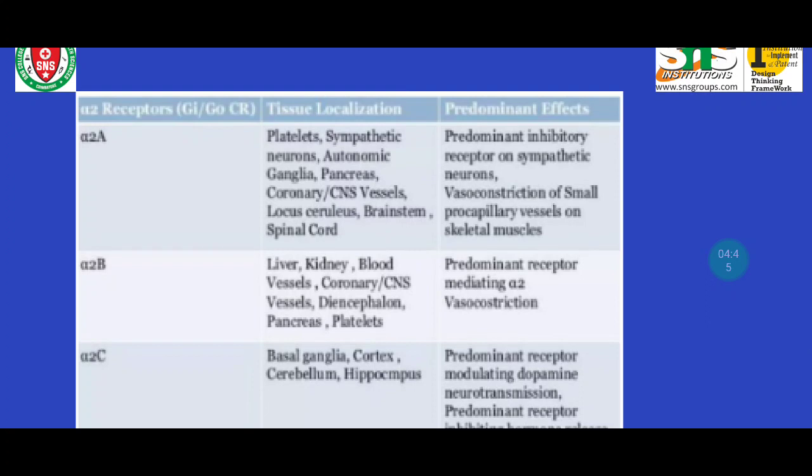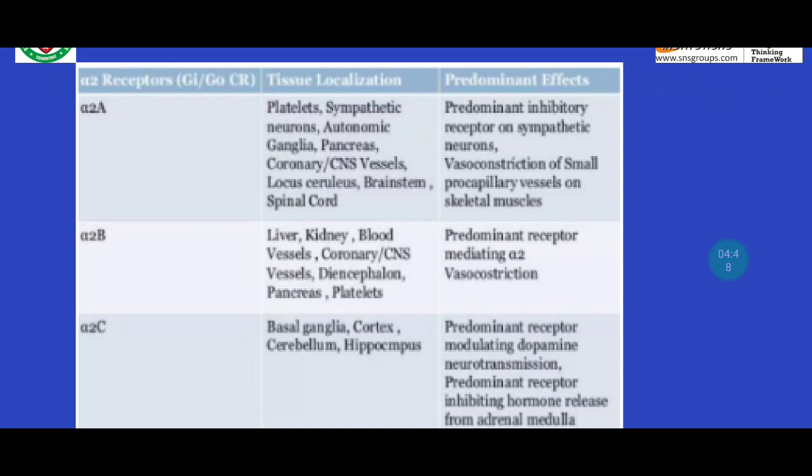Next, for the alpha 2, alpha 2A is present in platelets, sympathetic neurons, autonomic ganglia, pancreas, coronary or CNS vessels, locus coeruleus, brainstem, spinal cord. It is the predominant inhibitory receptor on sympathetic neurons, with vasoconstriction of small precapillary vessels in skeletal muscles. Alpha 2B is located in liver, kidney, blood vessels, coronary, CNS vessels, pancreas, platelets. It is the predominant receptor mediating alpha 2 vasoconstriction.